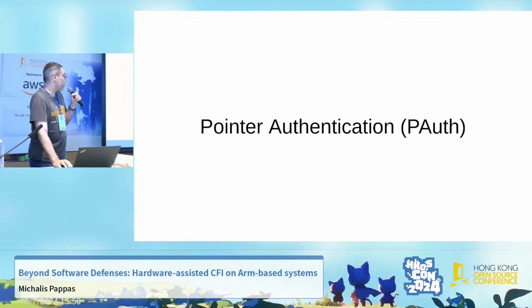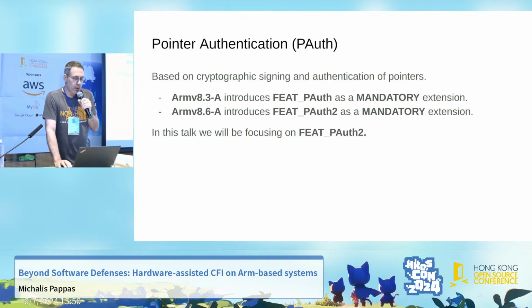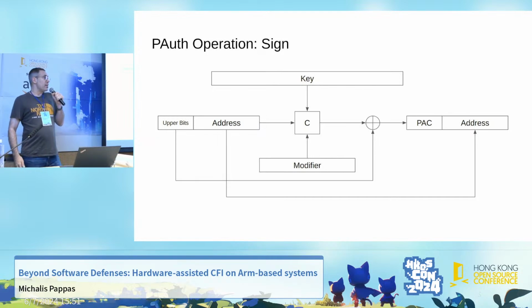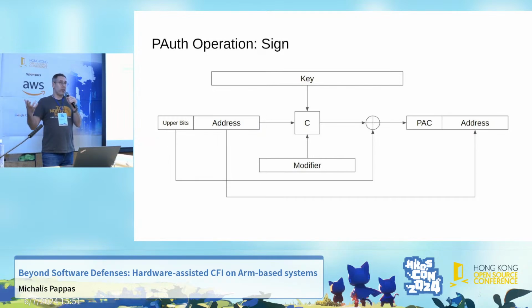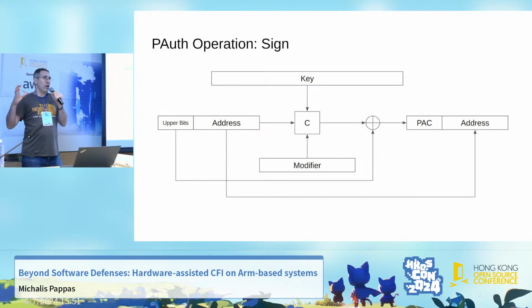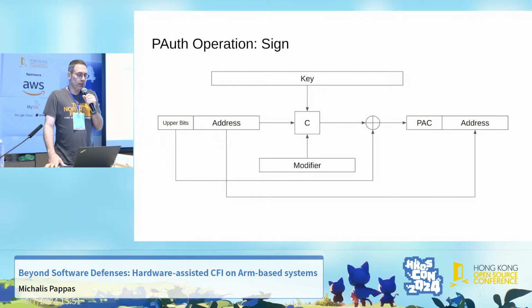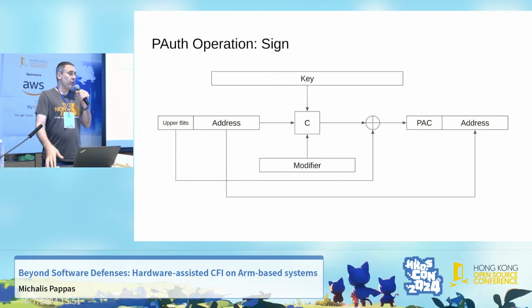So let's start with pointer authentication. Pointer authentication is a mandatory extension in ARM v8.3 and ARM v8.6. As the name implies, it relies on authenticating pointers. Of course, there is a cryptographic operation to sign the pointers first, and then another one to authenticate them. And how it works is that you start off with, of course, the pointer that you need to sign.